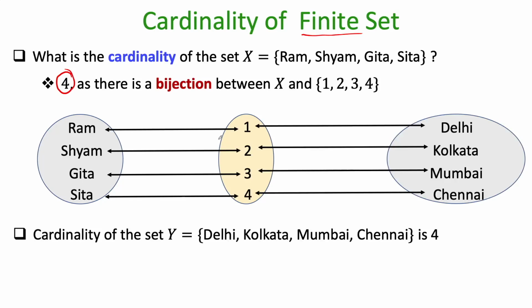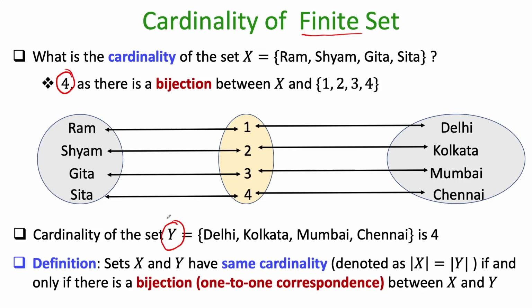Now due to the same reason, if I consider another set Y consisting of the elements Delhi, Kolkata, Mumbai and Chennai, its cardinality is also 4 because it has 4 elements. Or another way to put it is that there is a bijection between the set Y and the set 1, 2, 3, 4.